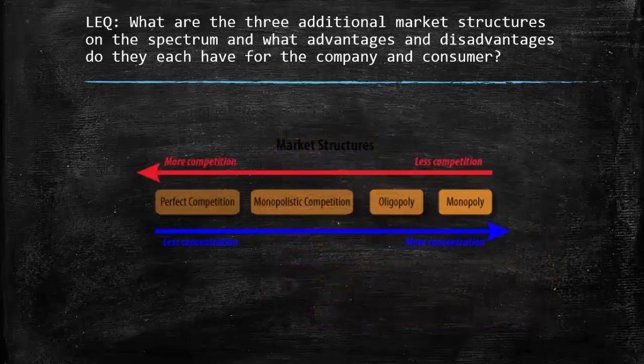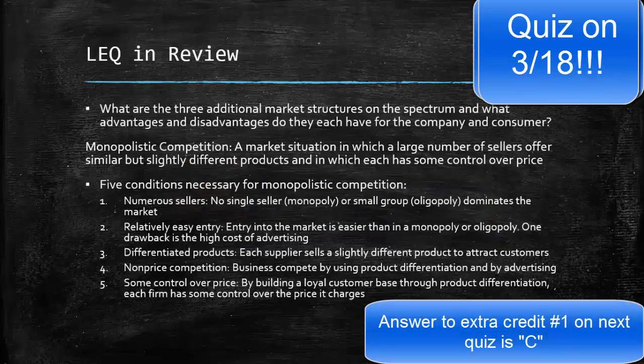Okay, I would recommend writing this visual aid down. The most competitive market structure is perfect competition, which doesn't really exist. The imperfect competition that comes closest to it is monopolistic competition, followed by oligopoly, and with the least competitive being monopolies. We covered monopolistic competition in this video, and there are the 5 conditions necessary for monopolistic competition.